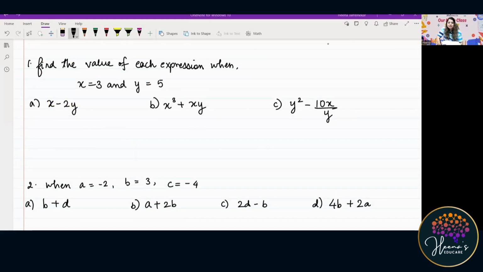Let's get started with the sums. We have to find the value of each expression when x is equal to 3 and y is equal to 5. So we just have to substitute here. In place of x, what will you write? 3. Minus, there is no sign in between. Whenever there is no sign in between, there is a hidden sign, which is the multiplication sign. It is 2 into the value of y, which is 5. So it is 3 minus 2 into 5.